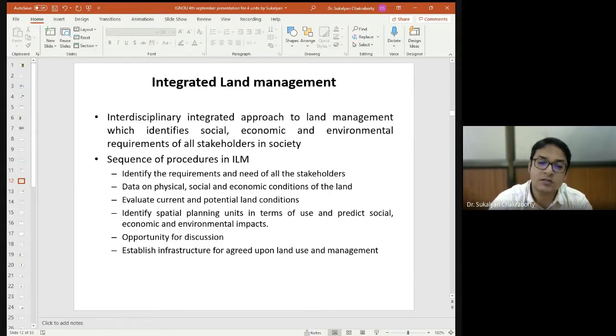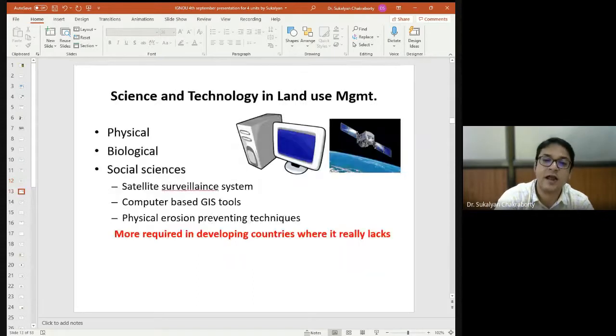So these are the things like, what are the needs which need to be incorporated in that area? What is the status of the components? How can they be improved? And after improvement, how will it be generating sustainable livelihood for the people over there and also the other stakeholders related to that? So that's integrated land management.